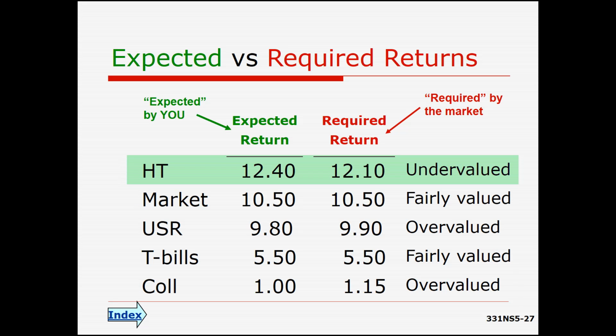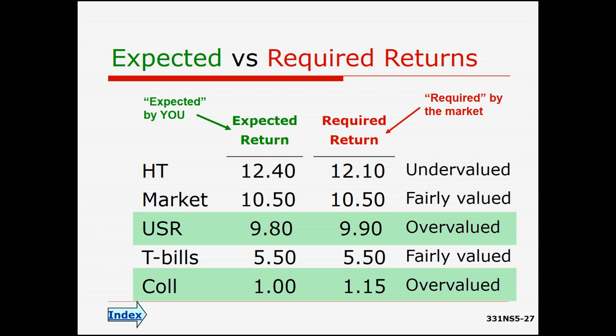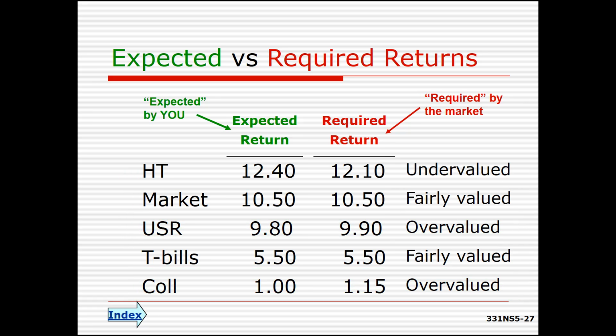High-tech appears to be undervalued, since we think it's going to return 12.4%, but it's priced to return 12.1%. Conversely, Collections and U.S. Rubber appear to be overpriced. If we feel good about our expectations, we would buy high-tech and sell or short Collections.